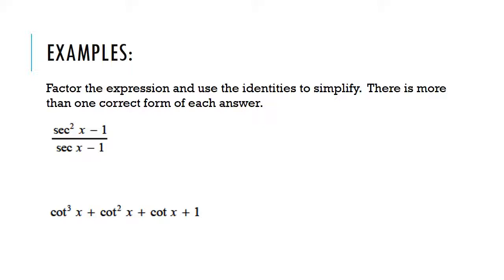Okay, for the first one, it's going to factor. If it was x squared minus 1, it would be x plus 1, x minus 1. So this is going to be secant x plus 1 times secant x minus 1. Well, the secant x minus 1s will cancel and leave you with secant x plus 1.